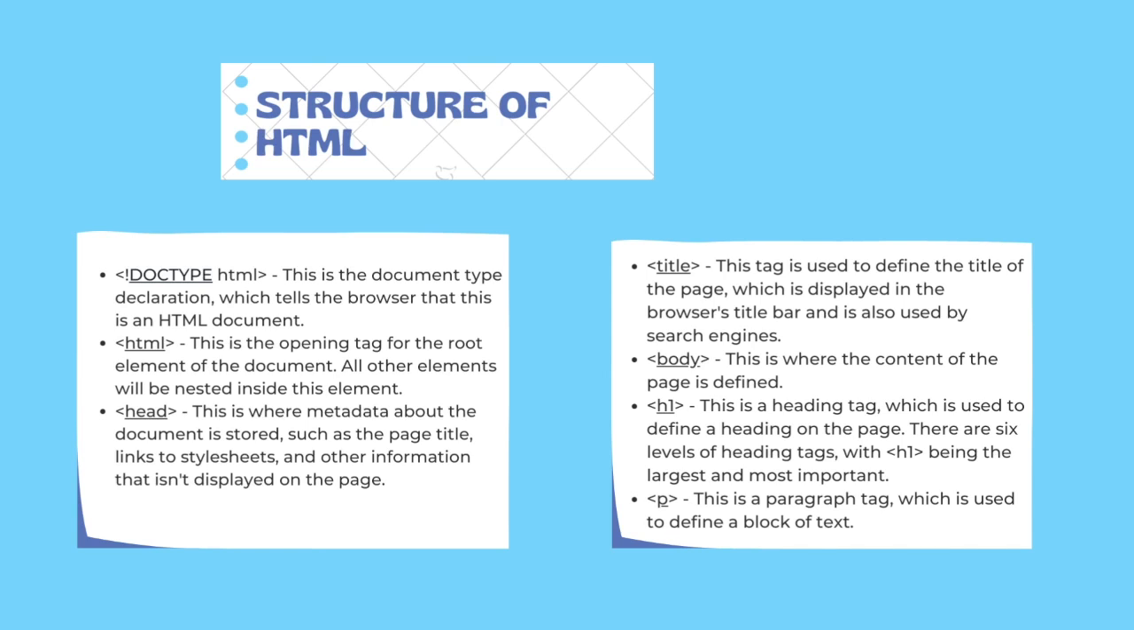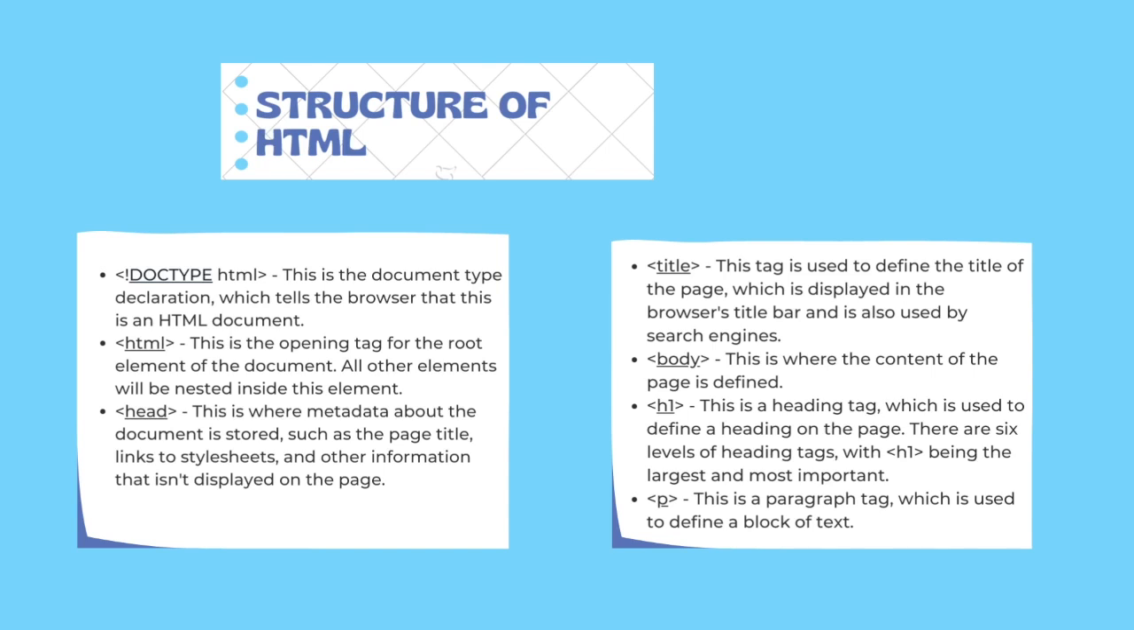Structure of HTML. Doctype HTML. This is the document type declaration which tells the browser that this is an HTML document. HTML, this is the opening tag for the root element of the document. All other elements will be nested inside this element. Head, this is where metadata about the document is stored, such as the page title, links to style sheets, and other information that isn't displayed on the page.